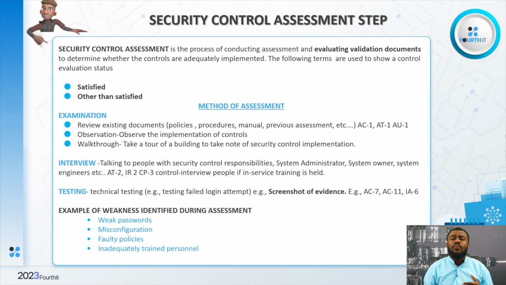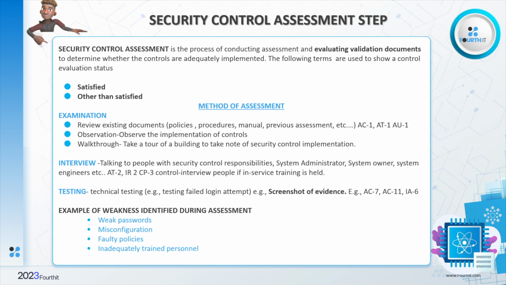Now, when you go to your security control assessment, you realize that there are two results that come out from every control that you assess. You see that the control is satisfied or the control is other than satisfied. When we say a control is satisfied, what do we mean? We mean that the control is fully implemented, or the implementation statement written in the SSP matches what is fully implemented within the environment. When we say other than satisfied, it means that the control is not fully implemented or not fully working effectively.